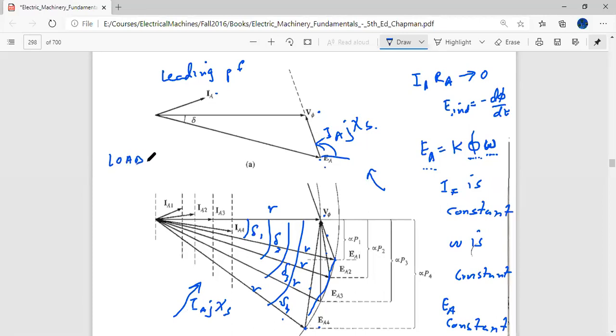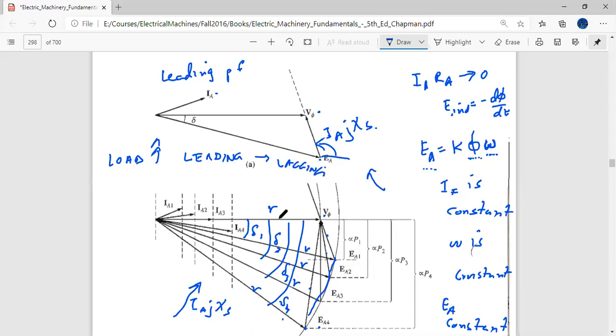Okay, so let me jot it down. As the load is increased, the synchronous motor switches from leading to lagging power factor. It goes from a leading power factor to a lagging power factor. Are there any questions here?